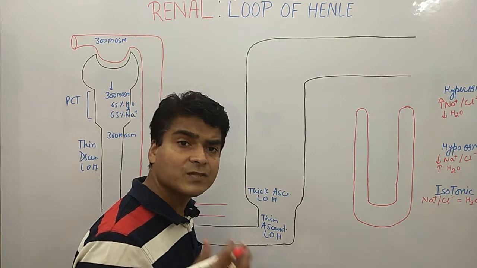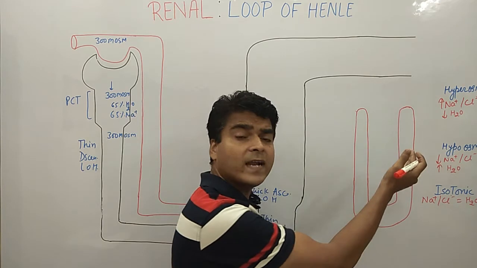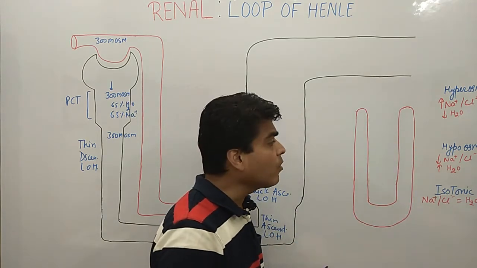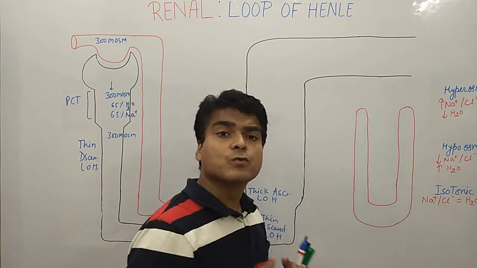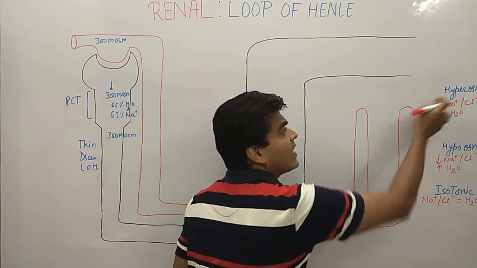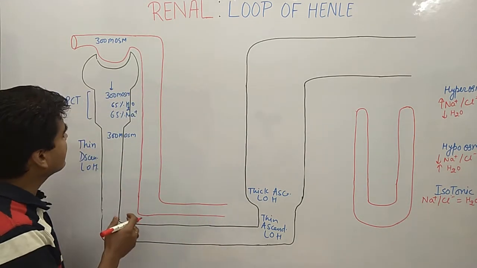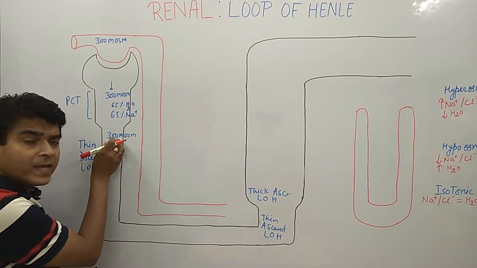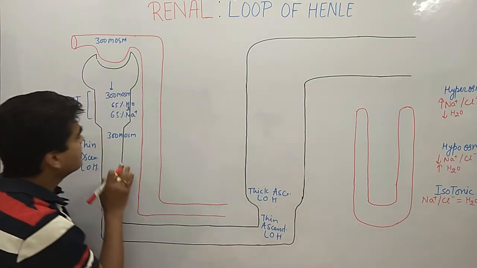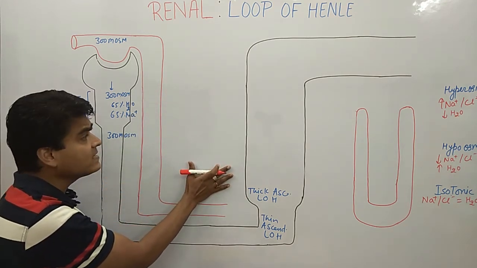So when the amount of salt and water is equal to each other, the condition is known as isotonicity. If the sodium and chloride, meaning salts, are lower and water is too much, then the condition is known as hypoosmolar. And if there is too much salt and too little water, then the condition is known as hyperosmolar. Now look at what happens when we move in this direction. Clear? Now this is the medullary interstitial space.